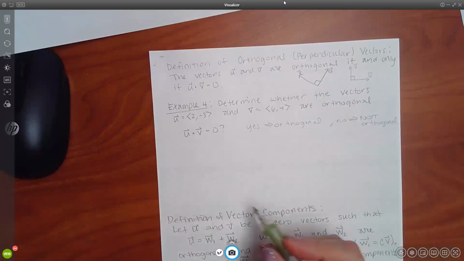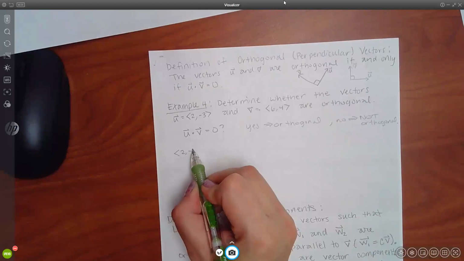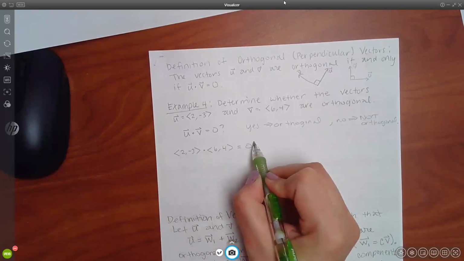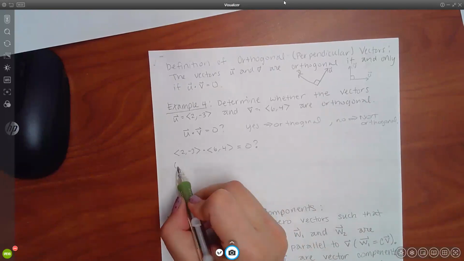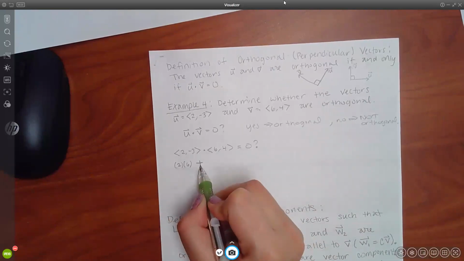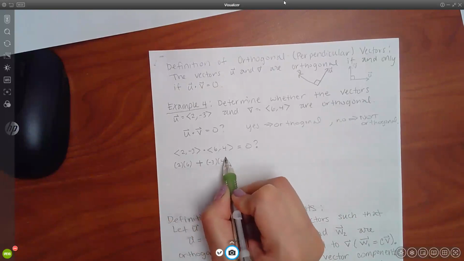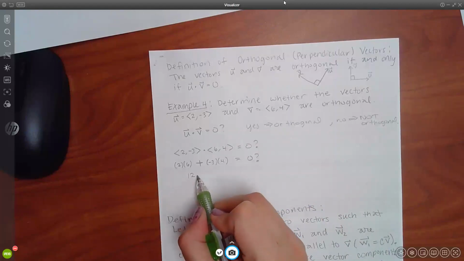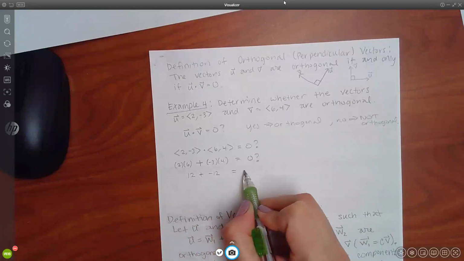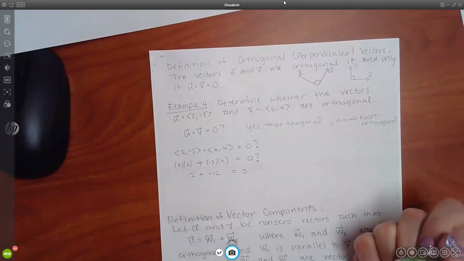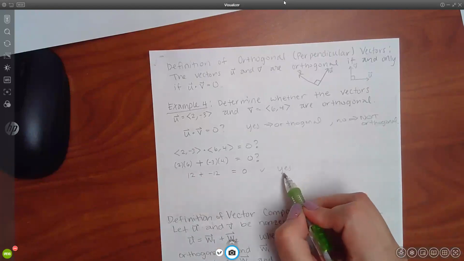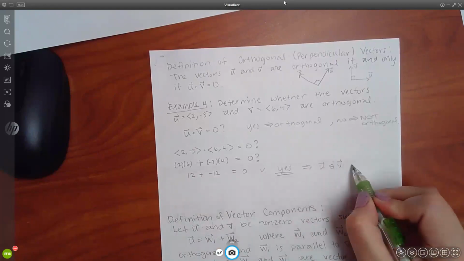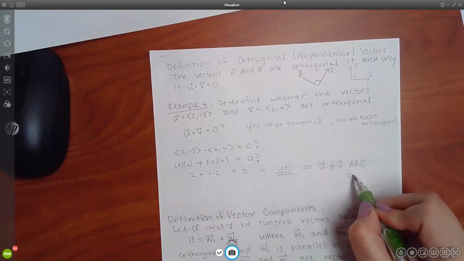Okay. If I find that dot product, let's go see if it is 0. That's the question. So 2 times 6 plus -3 times 4. Does that equal 0? I think it does, because I get 12 and -12. And don't those equal 0? They do, right? So that means U and V are orthogonal.